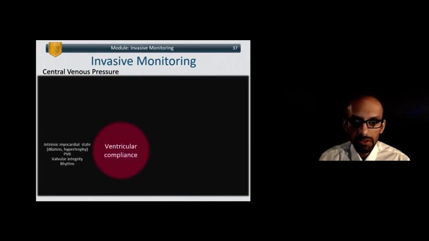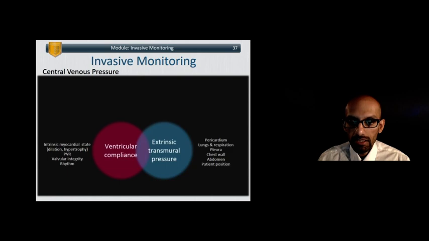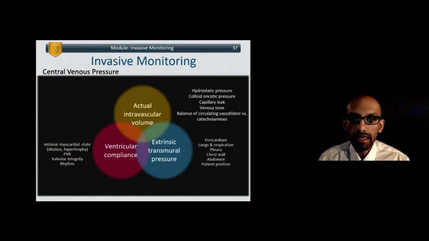So ultimately, your intracardiac filling pressures are the result of ventricular compliance, so your intrinsic myocardial state, whether it's dilated or hypertrophied, pulmonary vascular resistance, valve integrity, and rhythm, in addition to extrinsic pressures, like I said, from the thorax and the abdomen, and your actual intravascular volume, which in and of itself is related to a variety of different factors: hydrostatic pressure, colloid oncotic pressure, capillary leak states, venous tone, and a balance of circulating vasodilators versus catecholamines. So there's a lot that goes into the actual number that shows up on your monitor that reflects CVP or wedge pressure.